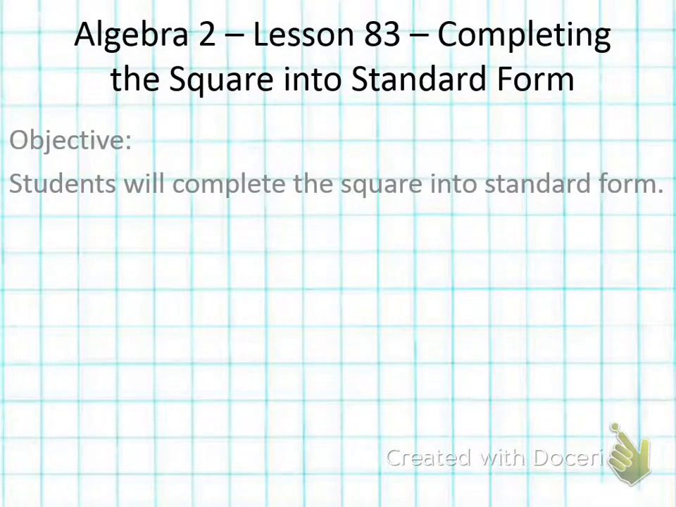Alright, this is lesson 83, completing the square into standard form. We're still talking about circles. This whole unit is called conic sections. We're going to be looking at how to graph circles, ellipses, which is like a stretched circle or an oval, parabolas, and hyperbolas. So 4 types.